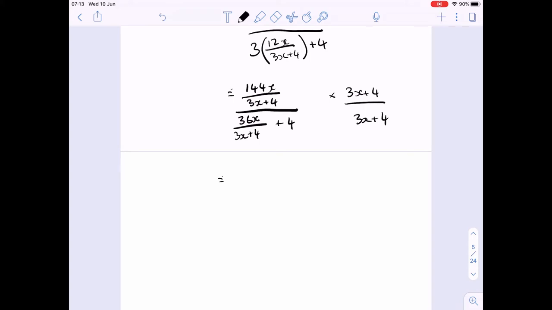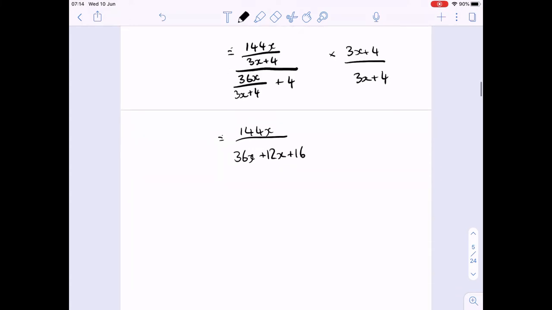So our top becomes just 144x, and our bottom would become 36x, but I do have to multiply that 4 as well by 3x plus 4, so that's going to be plus 12x plus 16. Okay, so altogether 144x over 48x plus 16.